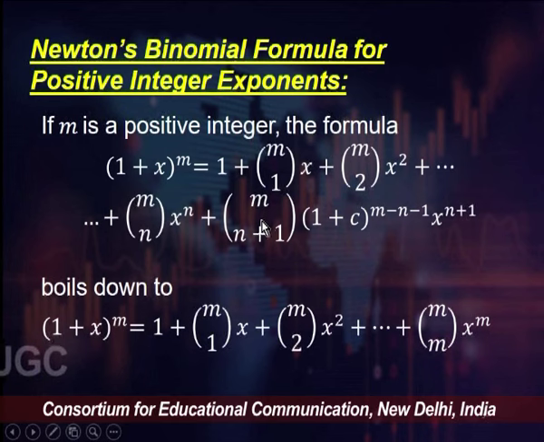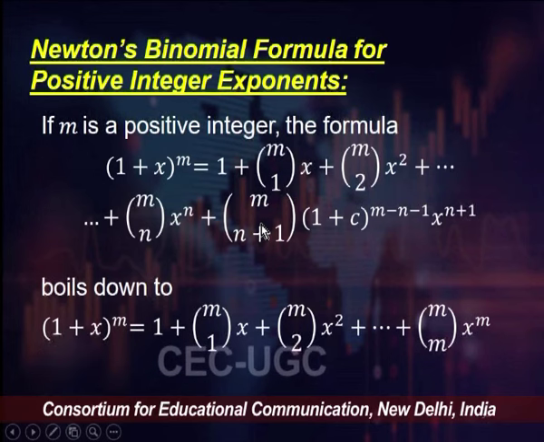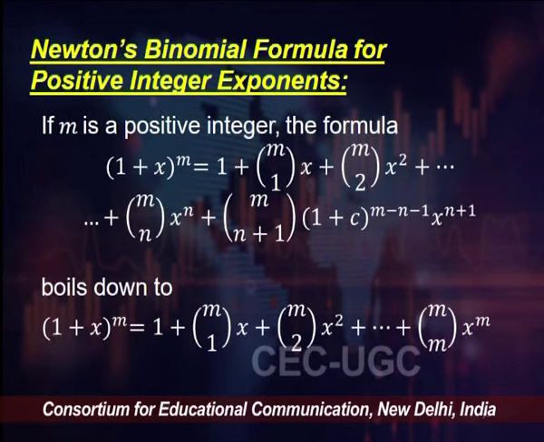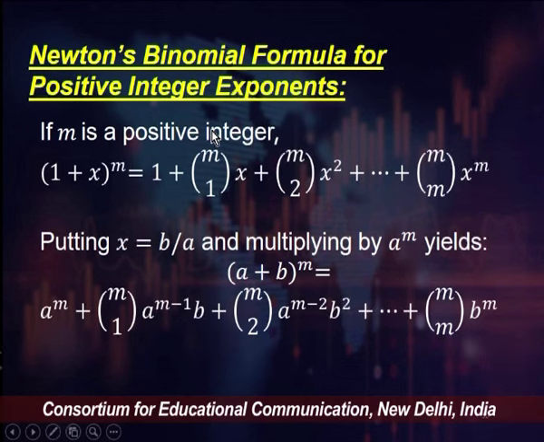Okay. So, what are the assumptions that we are making here? m is a positive integer, the exponent is a positive integer, and m is equal to n. Therefore, if m is a positive integer, we can write 1 plus x to the power m as 1 plus mc1 times x plus mc2 times x squared and so on till mcm times x to the power m. In fact, you can even just manipulate the terms and get the exact formula for a plus b to the power m by simply putting x equal to b upon a.